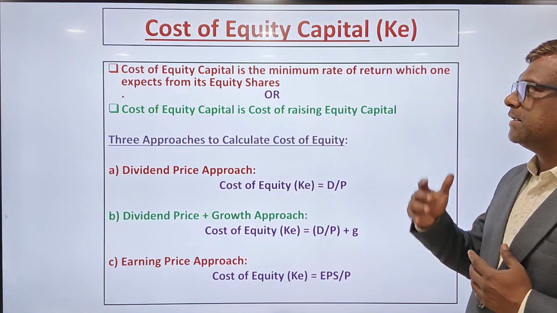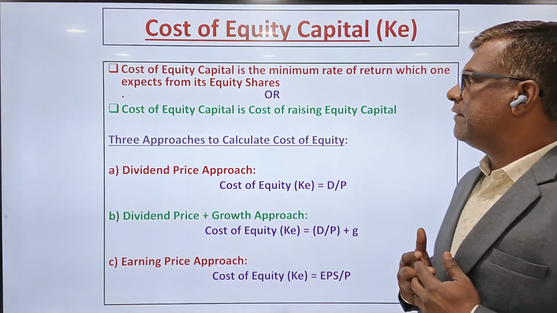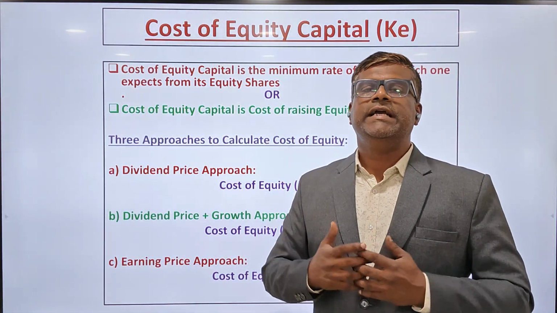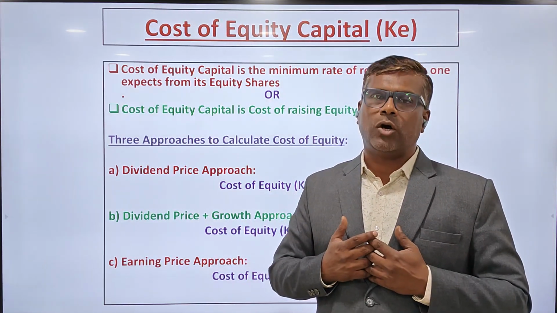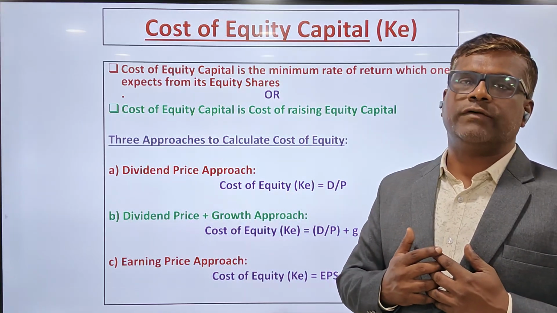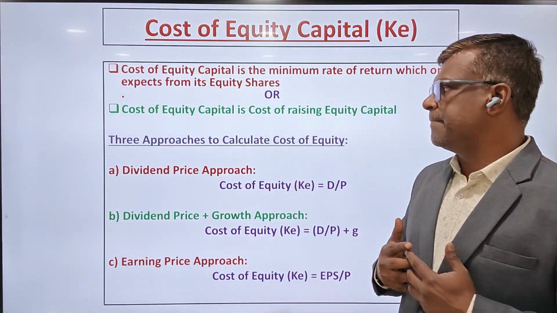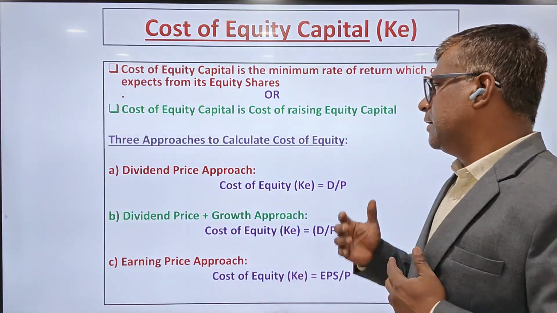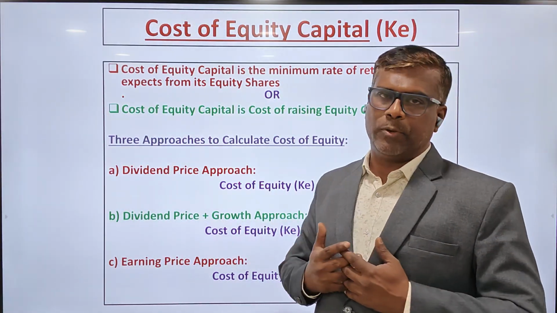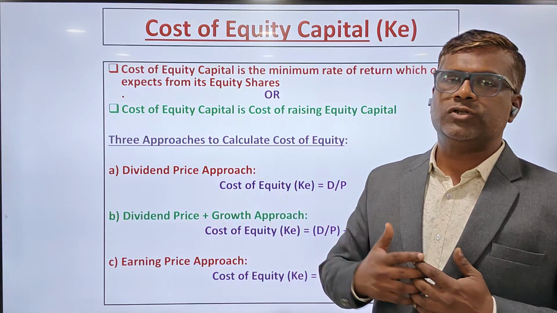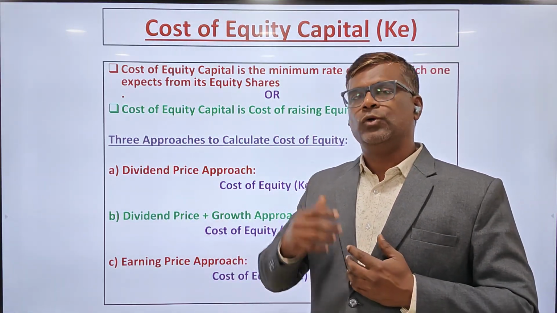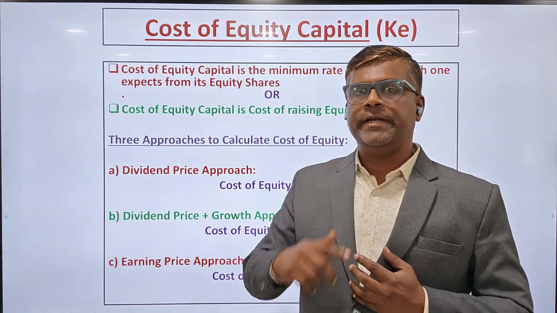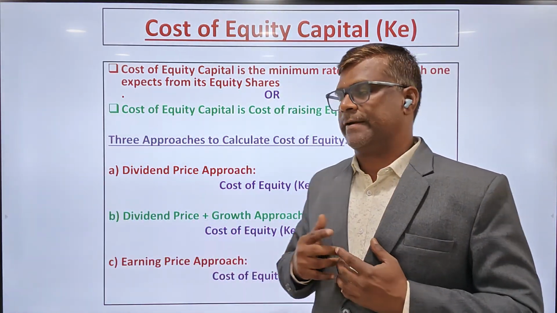Taking it to the next, cost of equity. Cost of equity is nothing but the minimum rate of return which every equity shareholder is going to expect, or cost of equity is cost of raising equity shares. There are three approaches by which cost of equity can be calculated. Number one is dividend price approach. According to dividend price approach, cost of equity KE is equal to D/P, where D is dividend per share and P is market price per share.